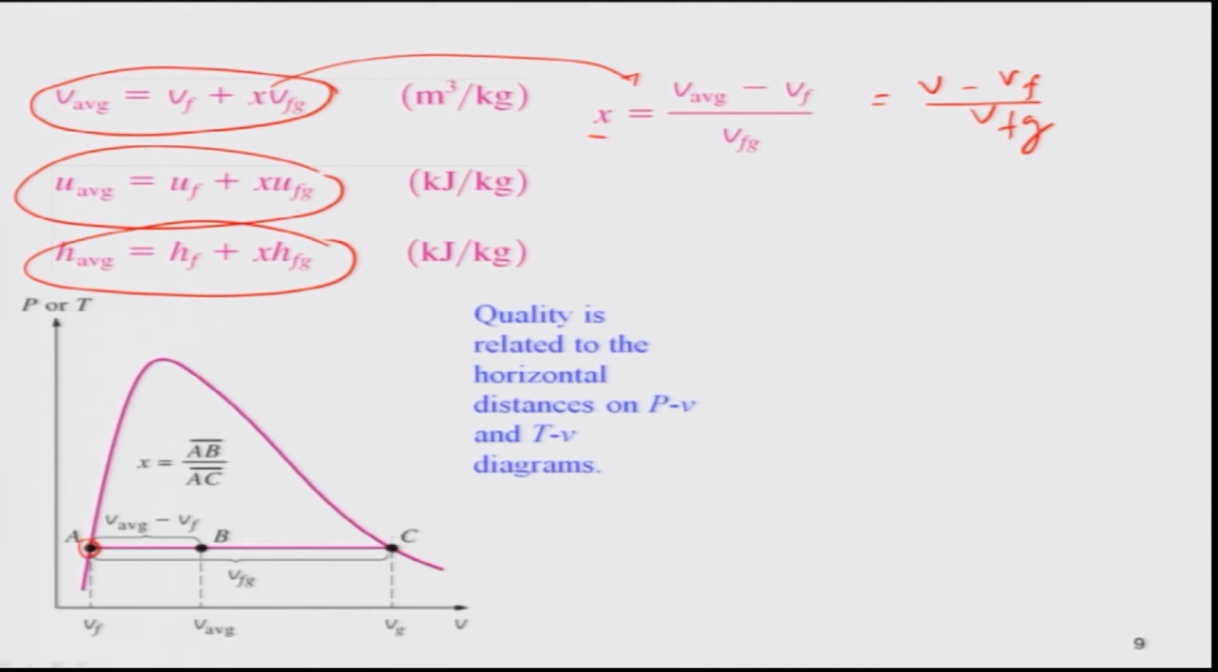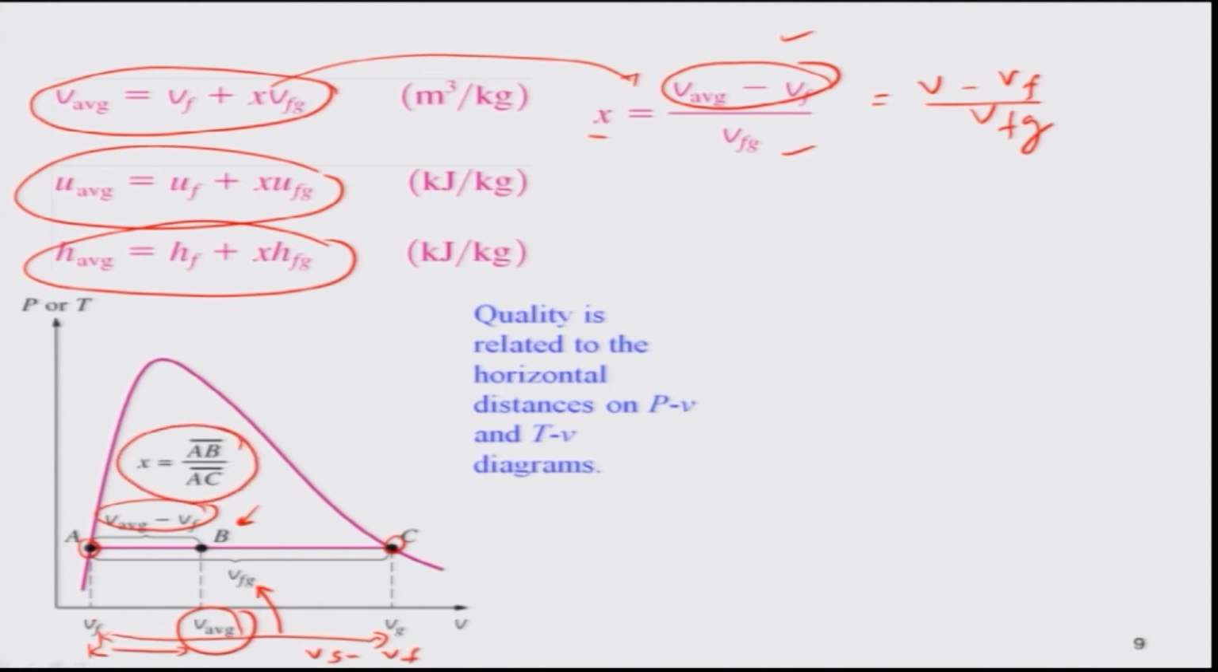So A is, of course we know, a saturated liquid line, so A is on top of this line, and C is on top of the saturated vapor. B is your system, and the system's volume is V average, and this distance is nothing but V average minus Vf, which is this one, and the total difference from here to here is Vfg, because this is Vg minus Vf. Thus you have geometrically the numerator as well as the denominator, and thus x is simply the distance AB divided by AC on this PV diagram.